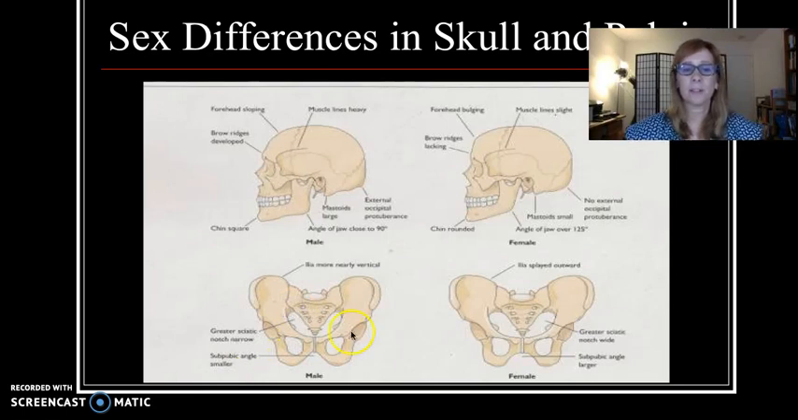Right there. I don't know if that showed up or not. And that greater sciatic notch is basically just an opening in the back area of the pelvis, right near the sacrum, which is this section right here.